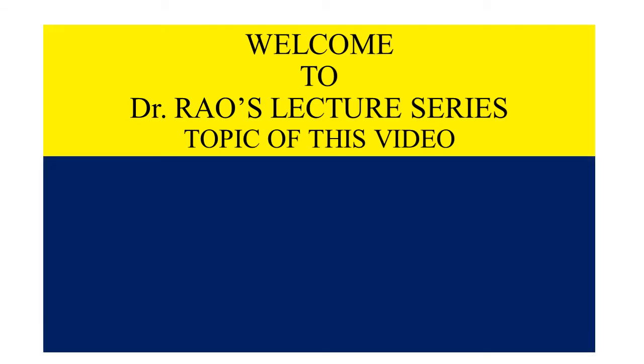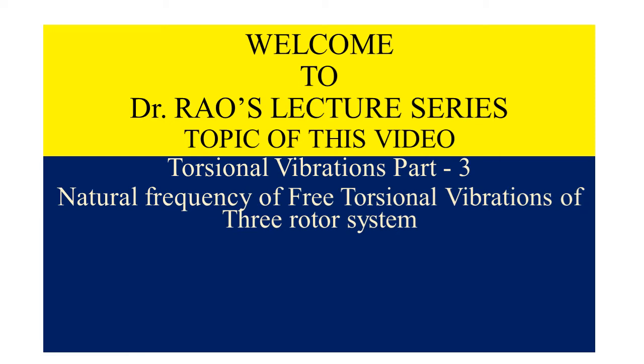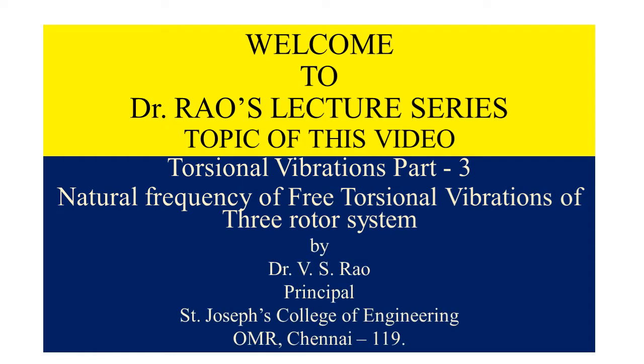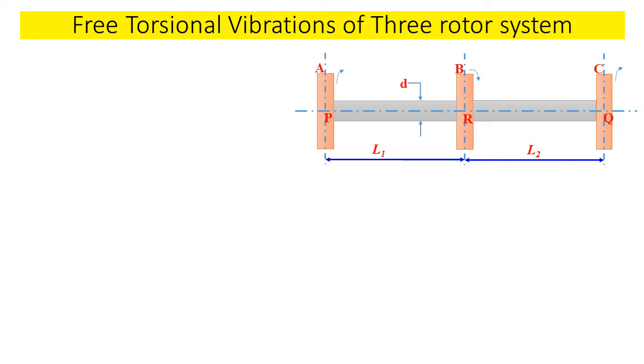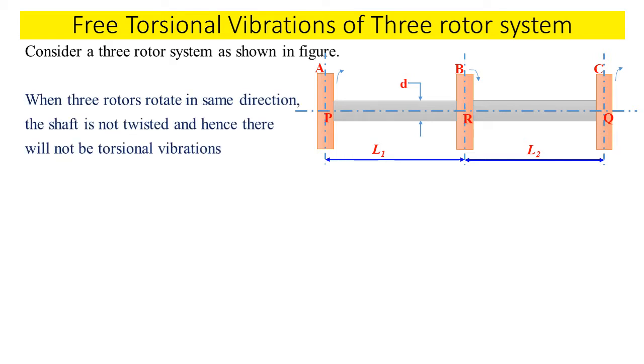Topic of this video: torsional vibrations part 3, natural frequency of free torsional vibrations of 3-rotor system. Free torsional vibrations of 3-rotor system. Consider a 3-rotor system as shown in figure. 3 rotors, rotor A, rotor B, rotor C are mounted on the shaft PQ.